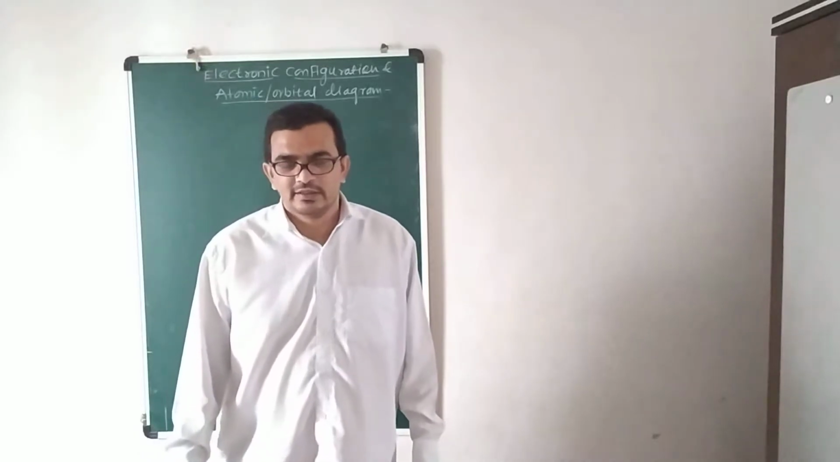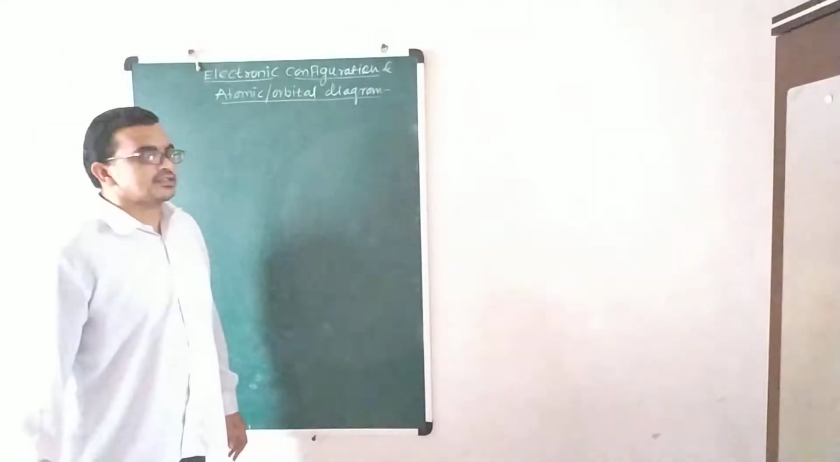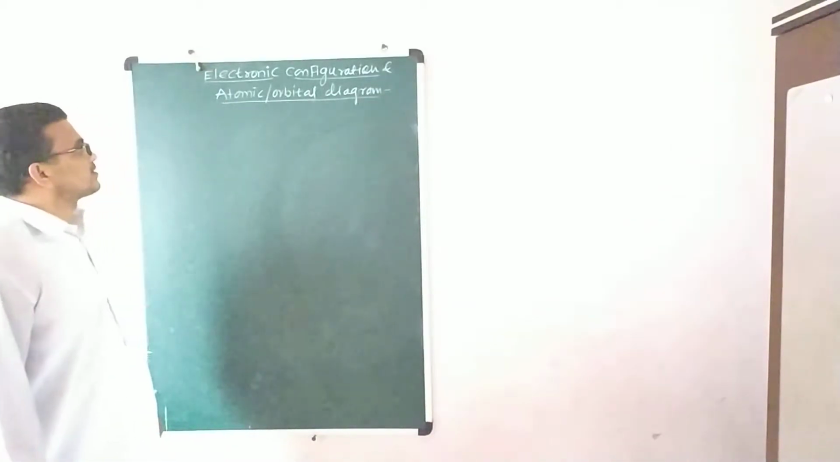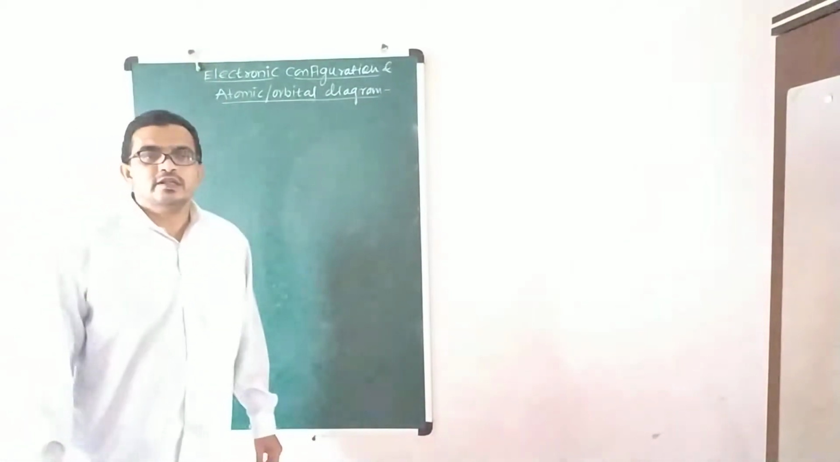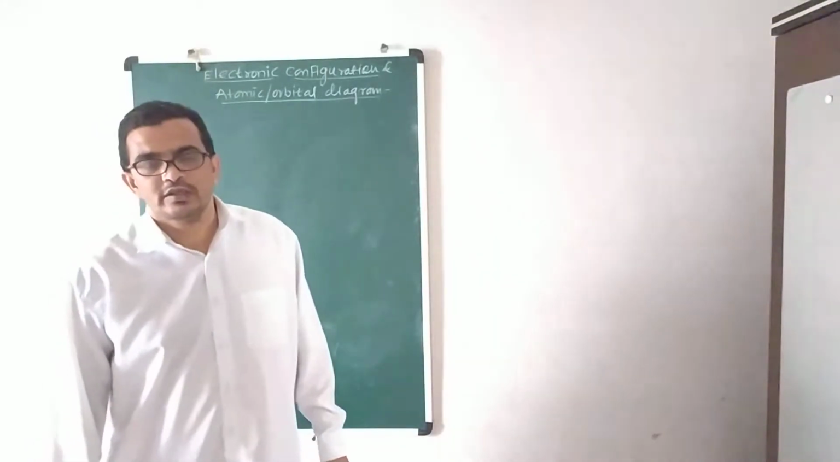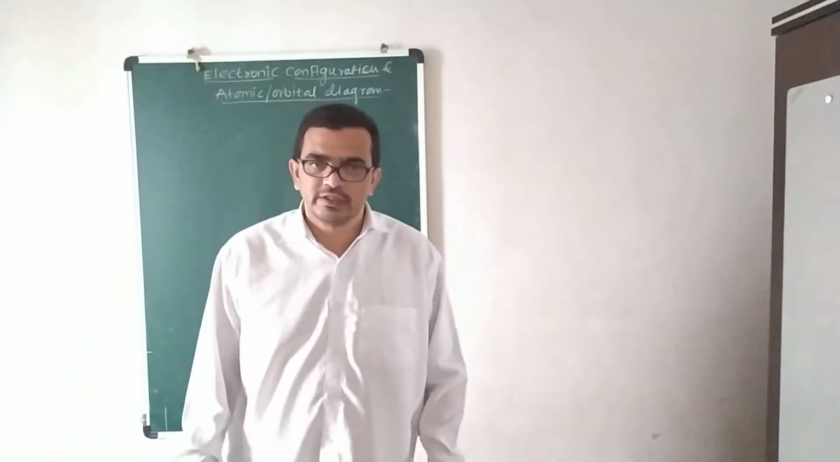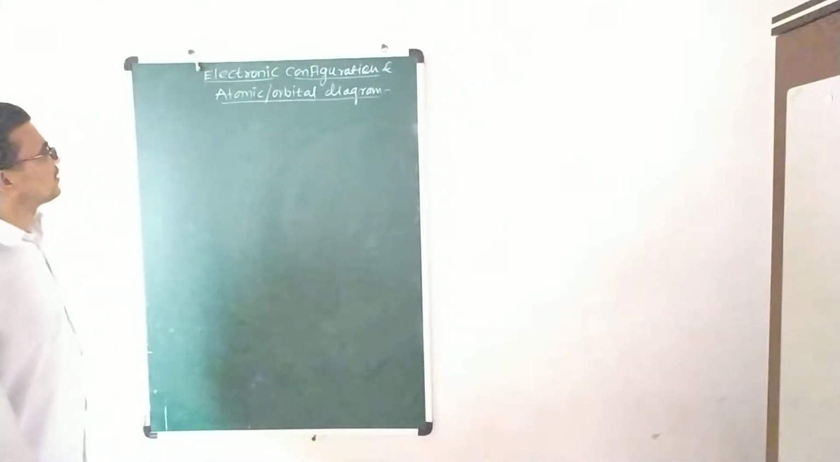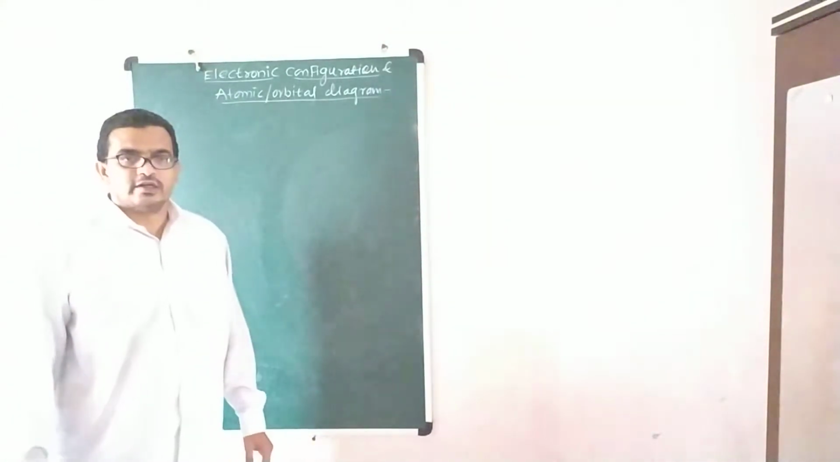So students, today we are going to discuss a very important topic: electronic configurations, atomic or orbital diagrams. Very important discussions we are going to do in today's lecture. So what is the electronic configuration and what is the atomic or orbital diagram?